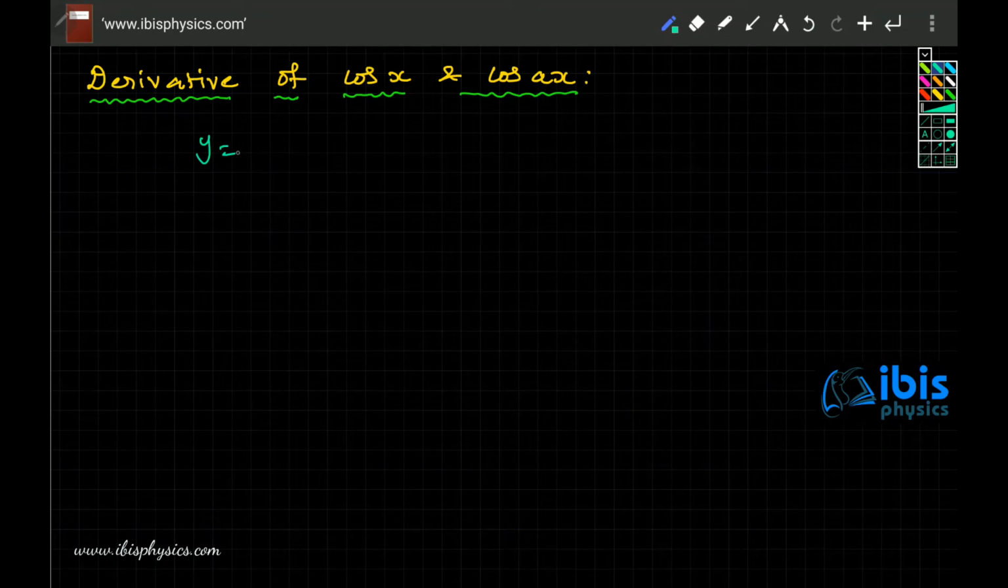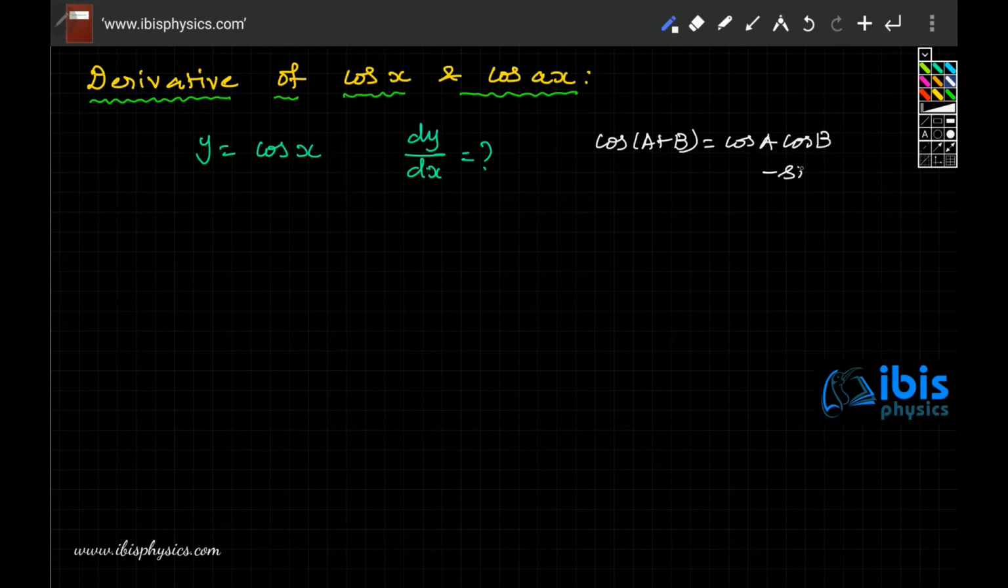If y equal to cos x, what is the derivative of this? What is dy by dx? What you should know for this, you know that cos of a plus b is cos a cos b minus sin a sin b.